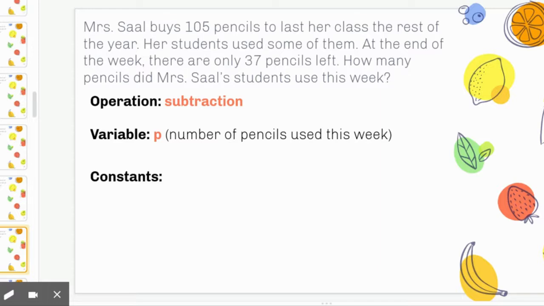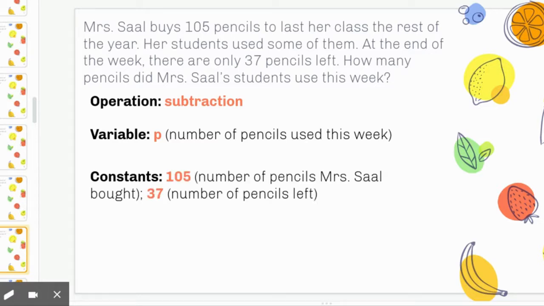The next thing we need to decide on are the constants. What are the numbers that we already know? And those are the numbers that are going to help us solve this problem. And in this case, we know 105, which is the number of pencils Mrs. Saul bought, and we know 37, which is the number of pencils left.